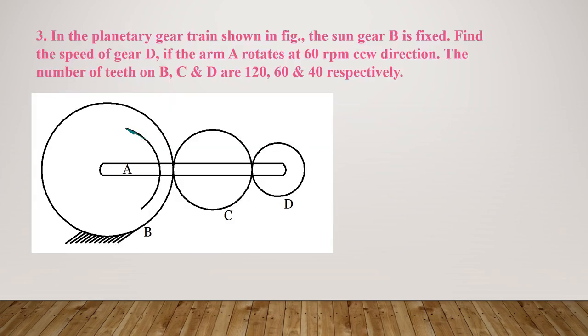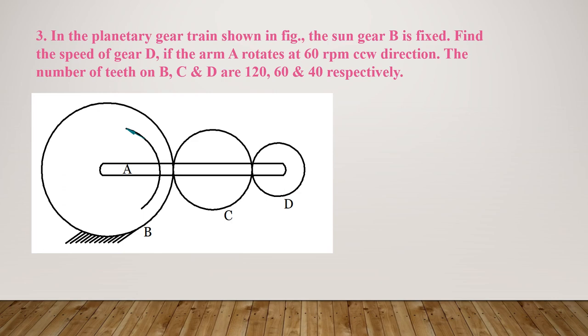We'll move to the second problem. In a planetary gear train shown in the figure, the sun gear B is fixed. Find the speed of gear D if the arm A rotates at 60 rpm in the counterclockwise direction. The number of teeth on B, C, D are 120, 60, 40 respectively. There are three gears B, C, D, all three connected with the arm A.